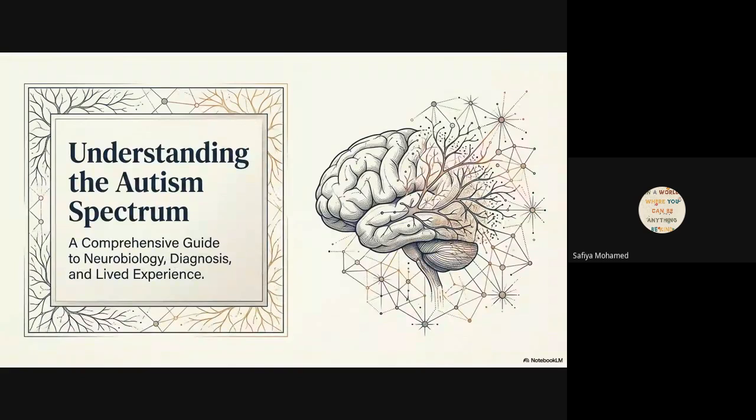Understanding the autism spectrum. This is a comprehensive guide to neurobiology, diagnosis, and lived experience. All right. So whenever we see the word neuro, we need to understand that it is referring to the brain, or it has something to do with the brain. So it's how the brain develops, how the brain works. The diagnosis, that is when the child is then labeled by a professional to say that the child is now autistic. All right. And then the last part is lived experiences.